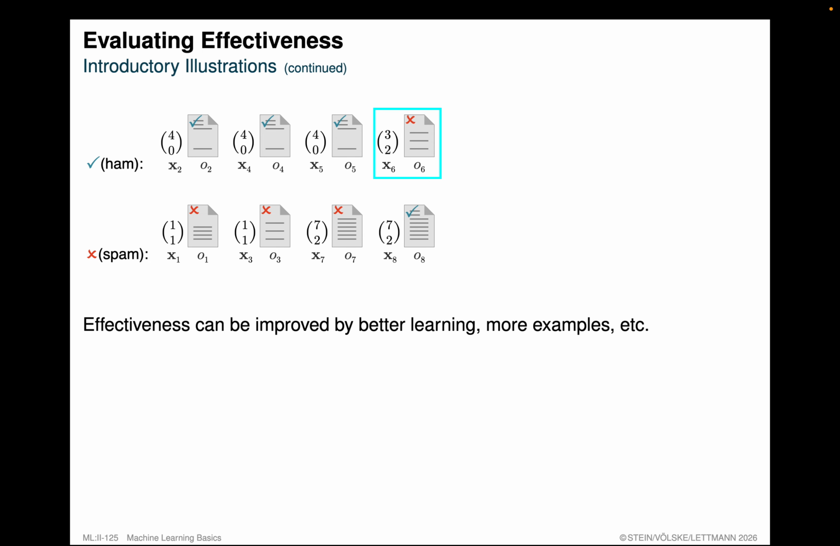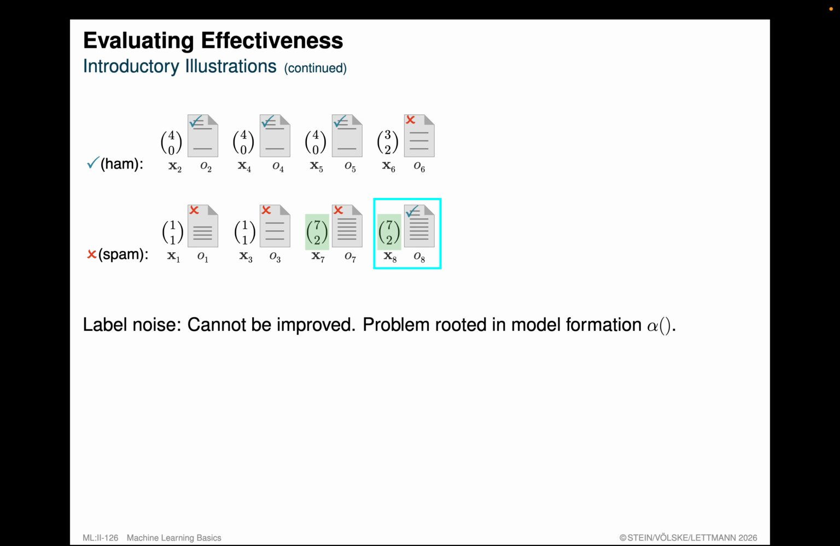These overrepresent the ham classification compared to the very similar vector of the spam classification. So we need more emails like this in order to tilt the model function the other way, and thereby have a different model function that has a smaller true error. These errors, however, cannot be as easily fixed.